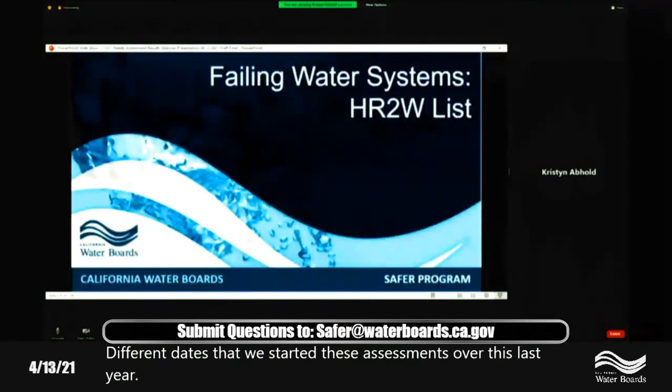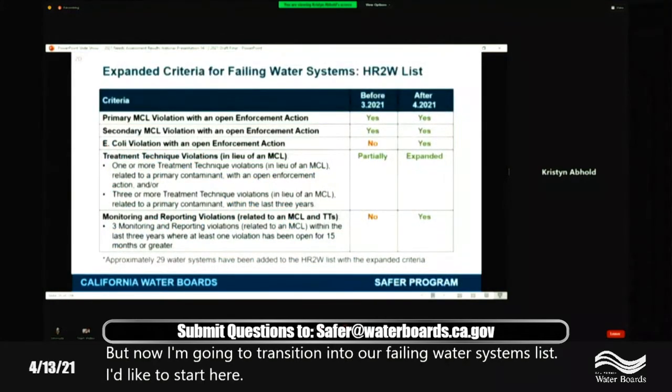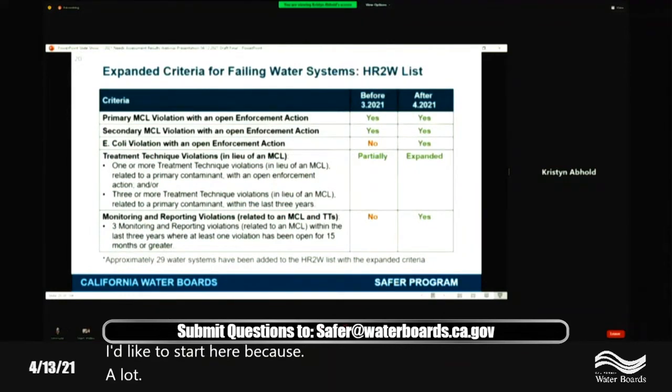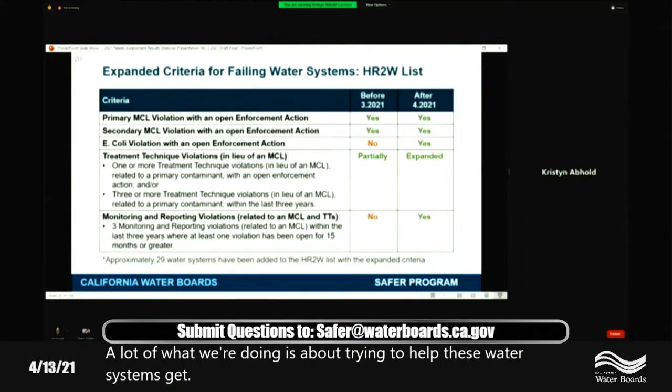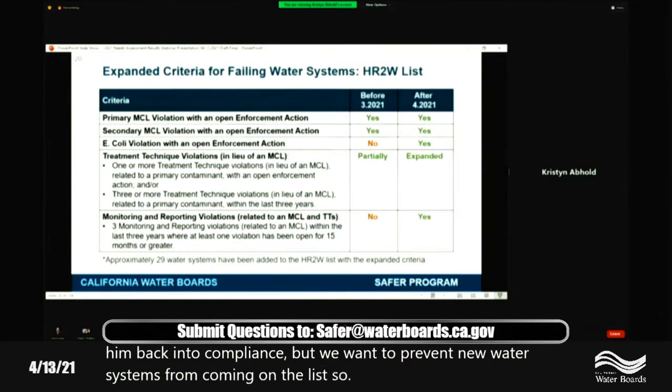But now I'm going to transition into our failing water systems list. I'd like to start here because a lot of what we're doing is about trying to help these water systems get off the human right to water list. We want to bring them back into compliance, but we want to prevent new water systems from coming on the list. So it's important to understand, what is the human right to water list?